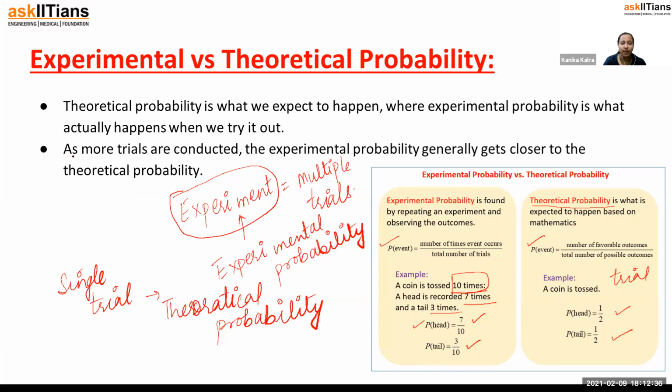So let's look at the statements. As more trials are conducted, the experimental probability generally gets closer to the theoretical probability. All right, because it will give you more specific results. That is why when you have more trials in an experiment, the experimental probability will become closer to the theoretical probability. Now let's move further.